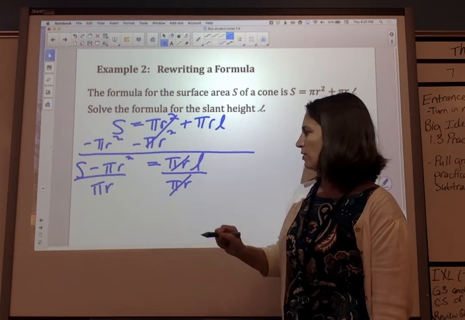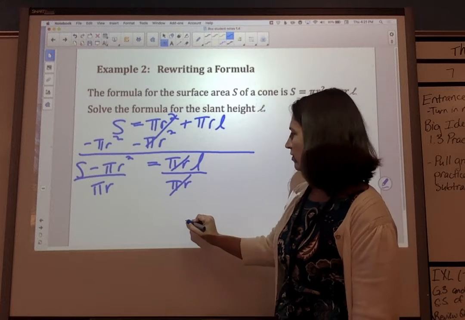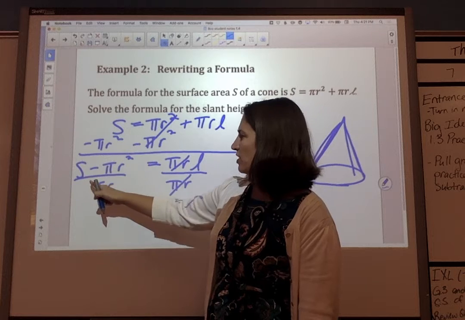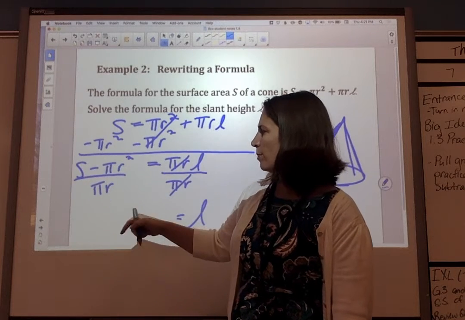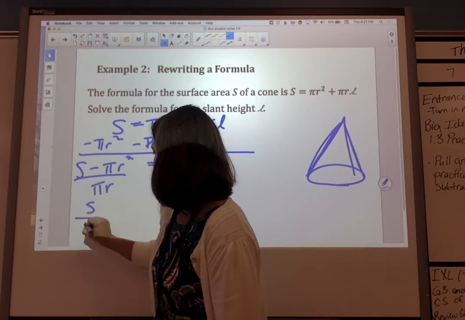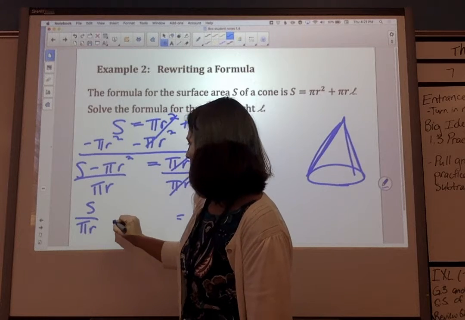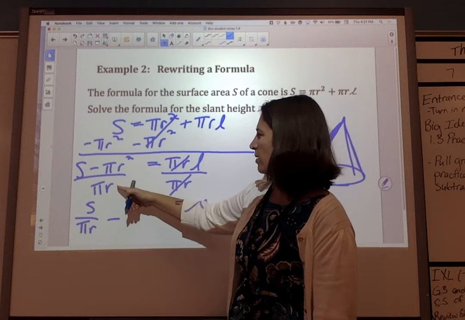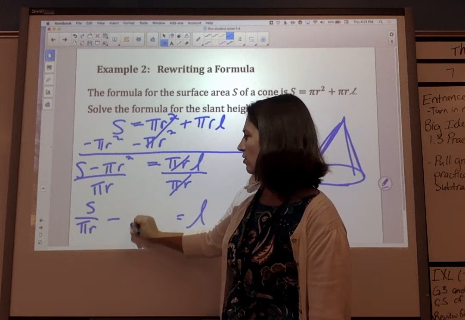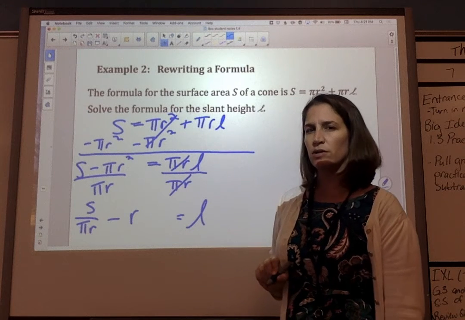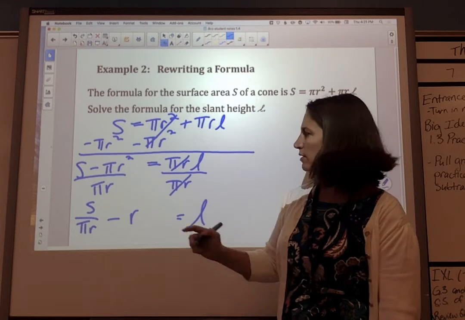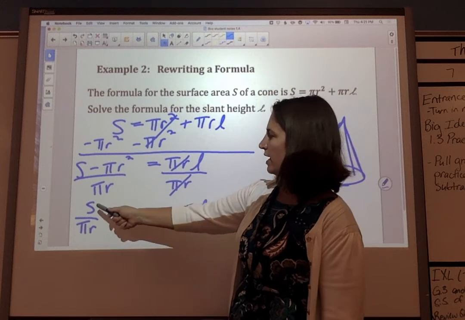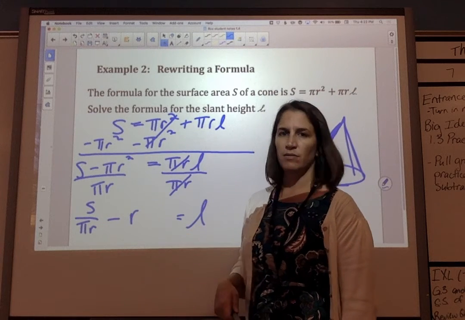So on the right side of the equation, that's all going to cancel out, and we're left with L. On the left side of the equation, I'm going to end up writing S over pi r minus pi r squared divided by pi r, which is just r, right? R squared divided by r is r, and pi divided by pi is 1. So L equals S over pi r minus r.